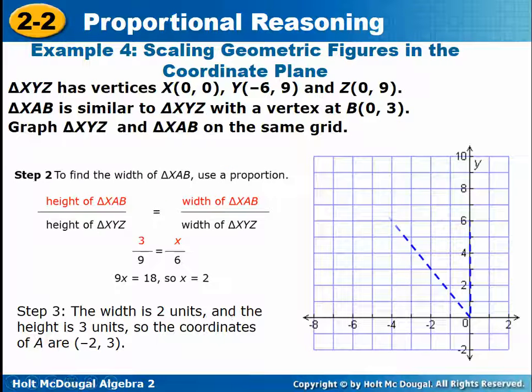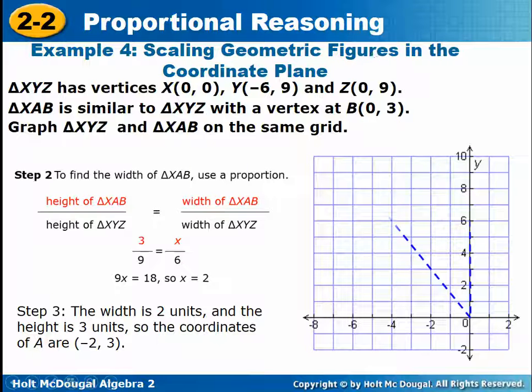Here's an example where you would be graphing in the coordinate plane. This is a little bit tricky to do in the online world because I'm not looking at your graph paper, but let's just go through an example. If you have a triangle XYZ with vertices 0, 0, -6, 9, and 0, 9, then we want a similar triangle to that with one vertex at 0, 3.